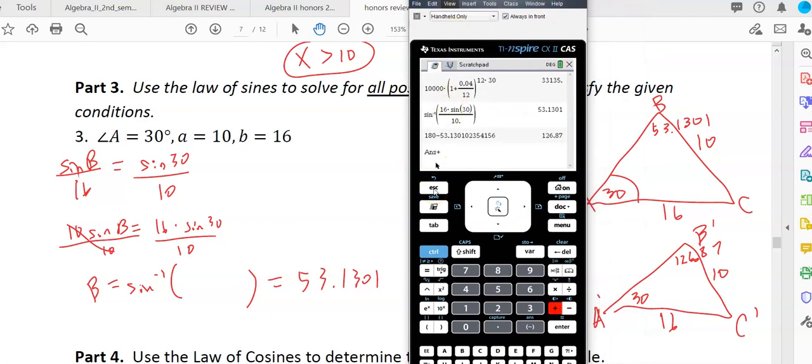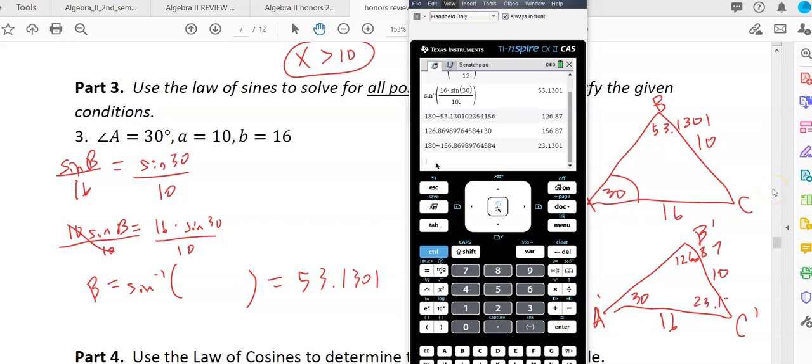So plus 30, 180 minus that. So this one's 23.1301. The other angle there would be that plus 30 and 180 minus that. It's 96.8699. You've got to use law of sines one more time for each one of these.